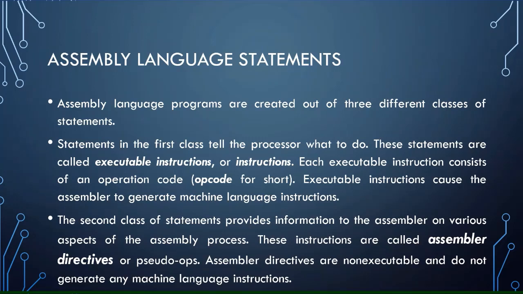Because these types of code give instructions to the assembler to do something, and then the assembler does the rest, not the processor. That's why these are called non-executable. For example, data allocation is an assembler directive. Data allocation is not directly done by the processor. It is actually processed by the assembler. So data allocation is one kind of assembler directive statement. That is the second type.